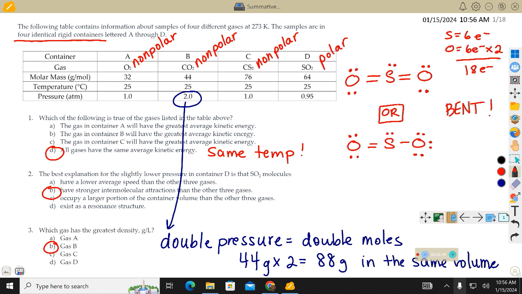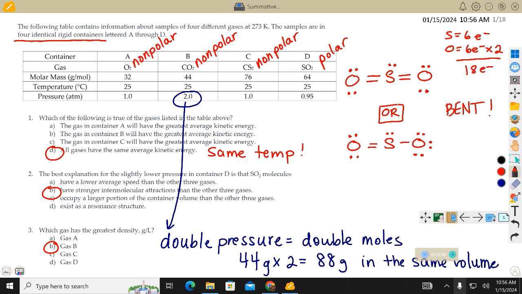So because gas D, the SO2, is polar, the intermolecular forces may be a little bit stronger, depending on the volume of the container and all that good stuff. Because there may be stronger intermolecular forces, the gas particles are a little more attracted to each other, so they may be colliding with a little bit less force or frequency, and the pressure is less.